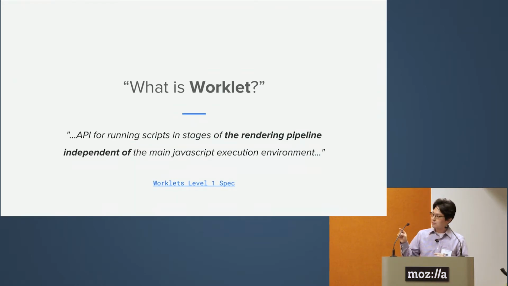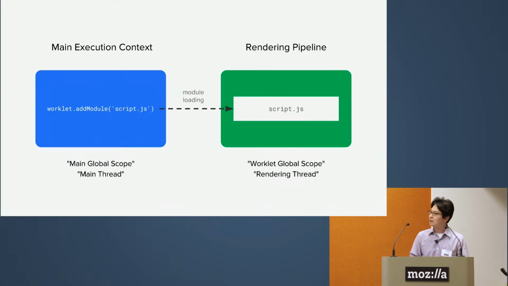Also, the second point, independent of the main JavaScript execution environment. That means it's going to give you a standalone, isolated global scope, in which your JavaScript code can be evaluated and loaded separately from the main JavaScript scope. Does it make sense? Yeah. Let me just go on. I think I can make it a little bit clearer than that.